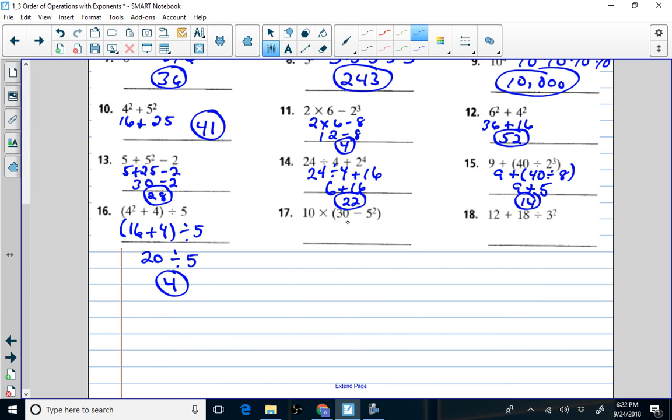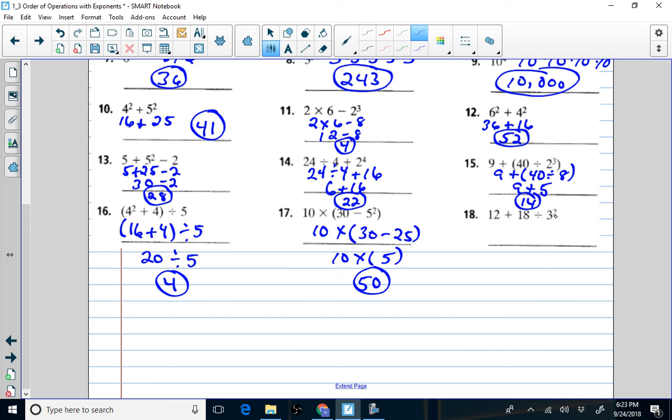This next example, parentheses has to be done first, but within the parentheses I have to do the exponent. So I recopy the 10 times 30 minus 5 squared is 25. So my first step was the exponent. Now I can do the subtraction within the parentheses, so that's 10 times 30 minus 25 is 5. Now I can do the multiplication. 10 times 5 is 50.